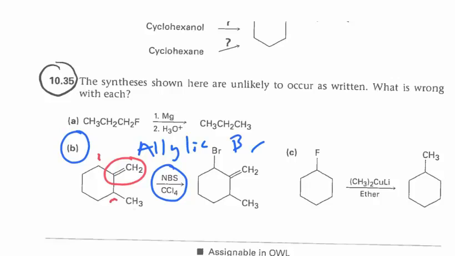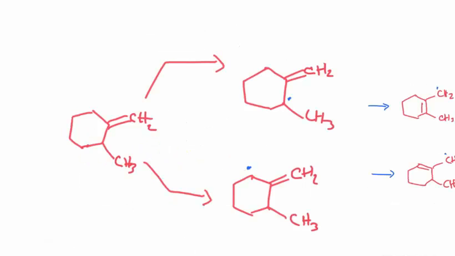So here's my alkene, what I started with, and you know the mechanism is a radical chain reaction, so you know that in propagation you're going to get two new radicals. Well, in this case, what you're going to get is a radical here, and then a radical here, both of these being the allylic sites.